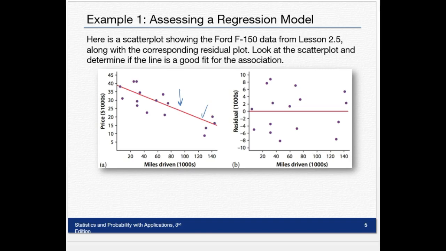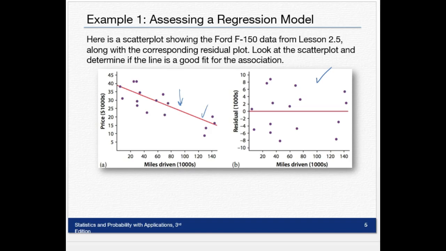So remember, it took that red line and made it horizontal, and then we look at how the points fall above and below it. Well, if you notice, there's not really a pattern here. It's an even scatter, which is a good sign, because if there's no pattern at all, then the line is appropriate.